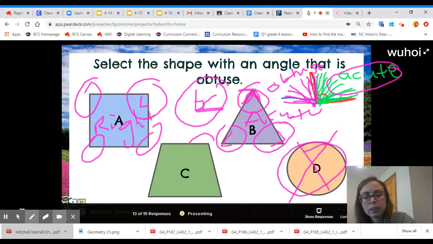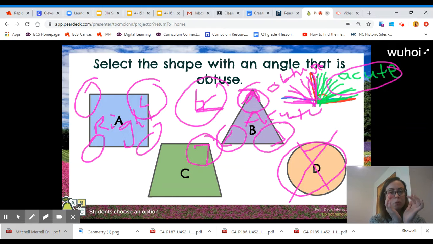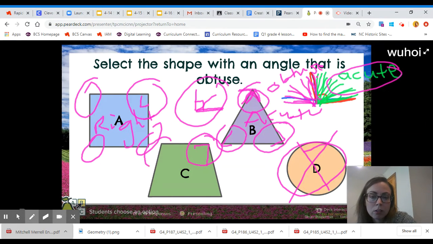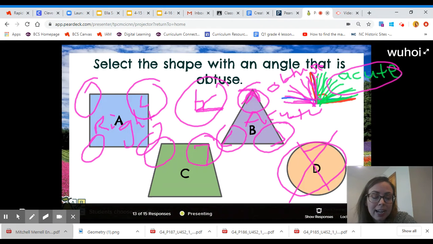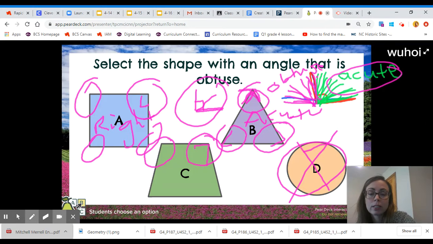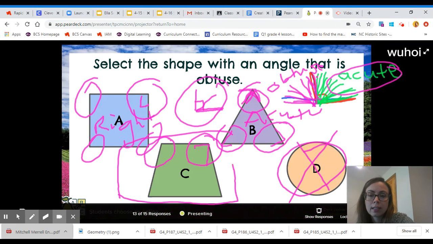So let's look at this one. This angle right here. So if I were to draw my right angle right there, does that extend out past it? Does it look kind of fat and spread open? It does. That means that is an obtuse angle, and this one is too. It's greater than 90 degrees. So there's two. So select the shape with an angle that is obtuse. Well, that's going to be shape C, the trapezoid.